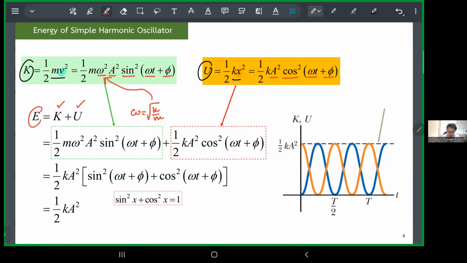Okay, you guys with me? So once I plug it in, what I have in the front is going to look like 1/2 m k over m. So m cancels. Actually it turns out that m omega squared is just k. Cool. So I have a common factor of 1/2 ka squared. I can pull it out from those two terms. What I have left is sine squared plus cosine squared, and everyone still remembers this identity. Sine squared plus cosine squared is equal to 1. And that's it, guys.